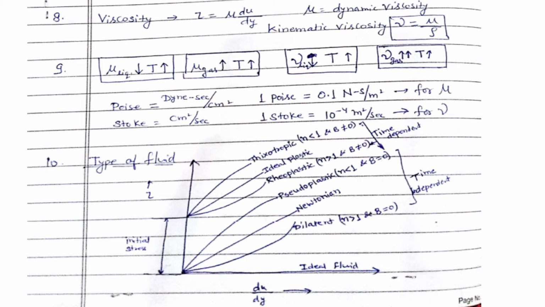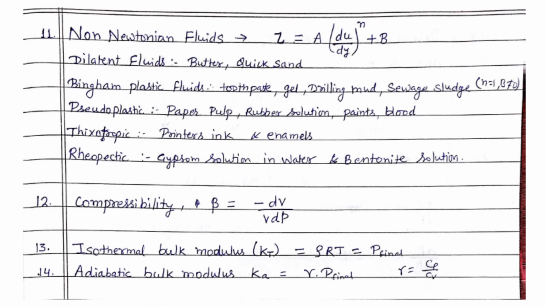If the flow consistency is more than 1, then it is known as dilatant fluid. If the flow consistency is less than 1, that is known as pseudoplastic. If an initial stress is required for the flow, then the fluid is known as ideal plastic or Bingham plastic. In the case of this Bingham plastic, if the flow consistency is greater than 1, then the fluid is known as rheopectic, and if the consistency is less than 1, then the fluid is known as thixotropic. In dilatant and pseudoplastic, viscosity is time independent, but in thixotropic and rheopectic, viscosity is time dependent.